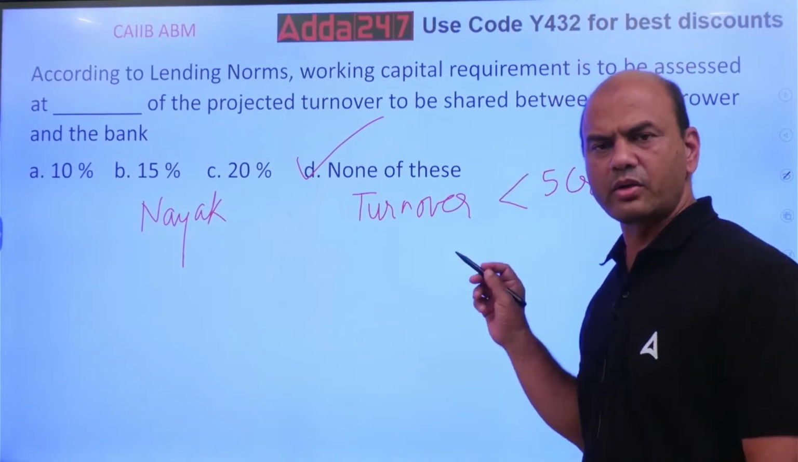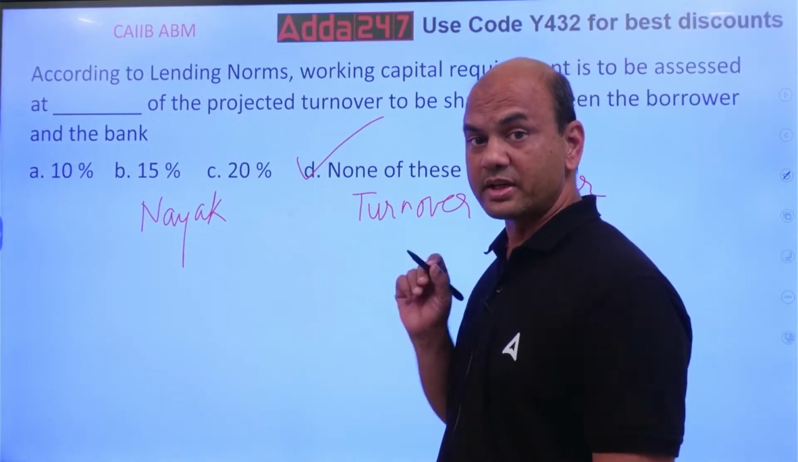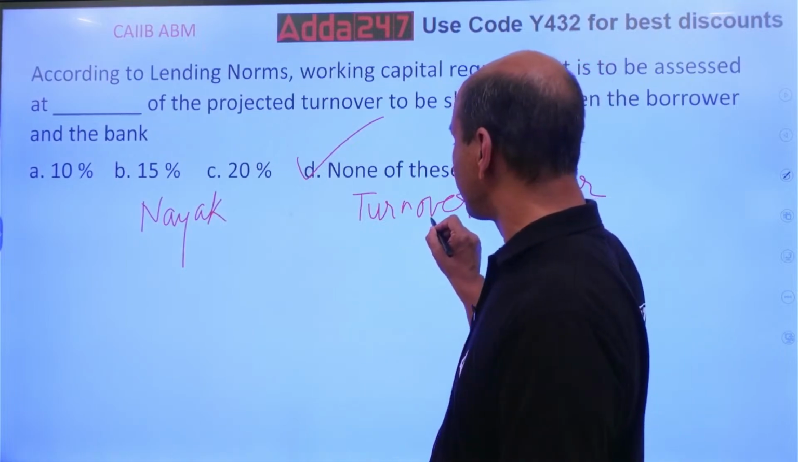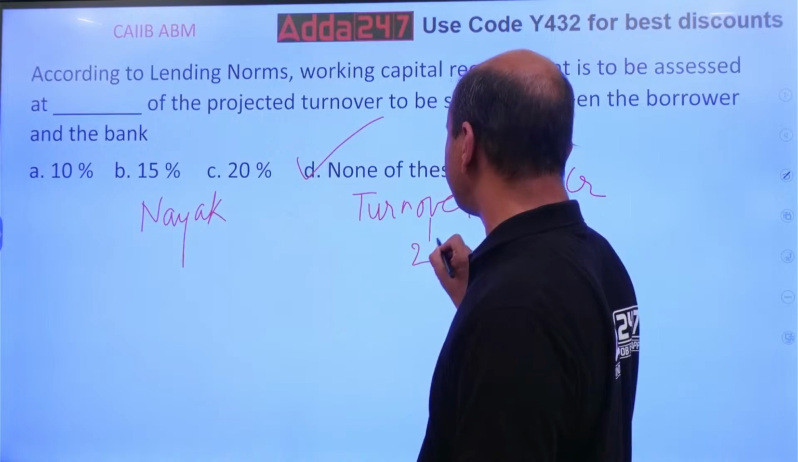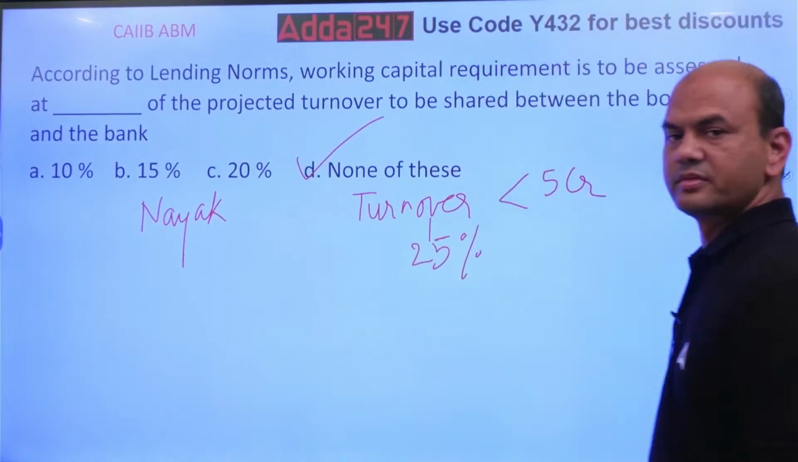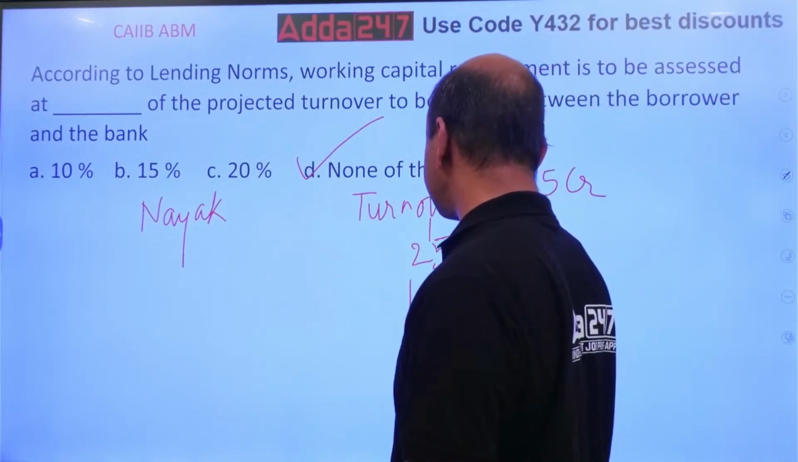Out of total turnover, the working capital finance for that customer should be 25%. 25% means 25% of 5 CR. So what is it? 1.25 CR.